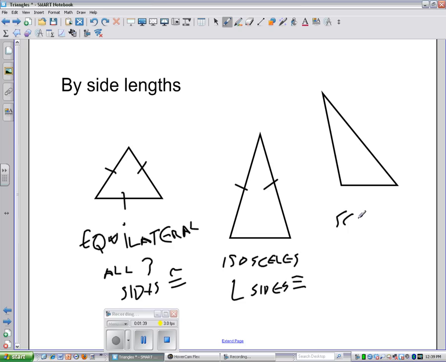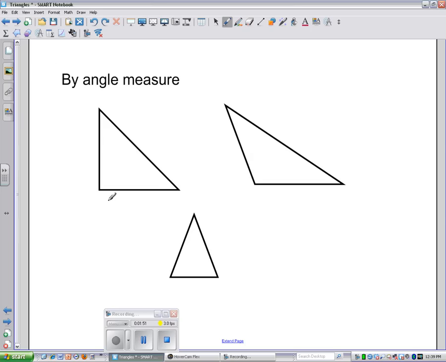And this last one is called a scalene triangle. And a scalene triangle has no congruent sides. So that's how we categorize triangles, by the lengths of their sides. We can also categorize them according to their angle measurements. This one over here has got a right angle. That's what that little box in the corner means. So if it's got a right angle, it's a right triangle.